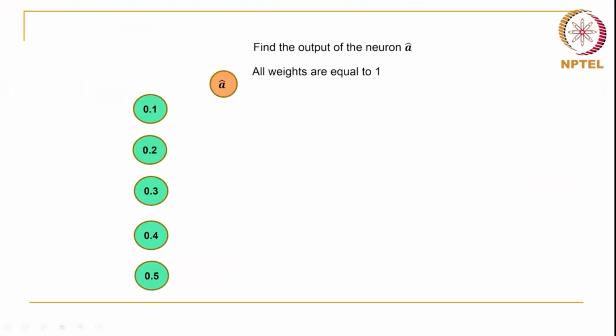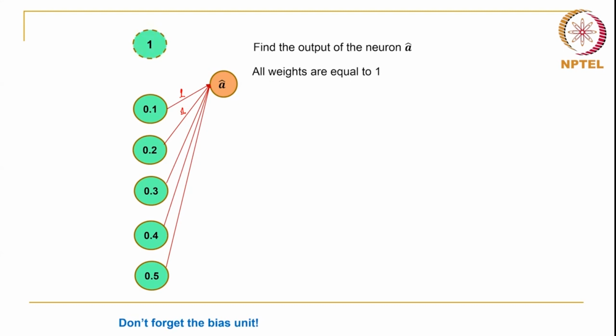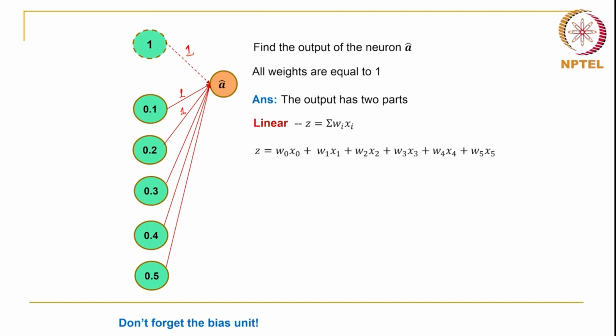So all the weights are equal to 1, which means each one of these is equal to 1. Okay. So we should not forget the bias unit. It's also 1. So the output has two parts. Remember, the first is the linear sum, which is W0, X0. I will call this X0, X1 up till X5. All these added together, 1 plus 0.1, etc., come to 2.5.